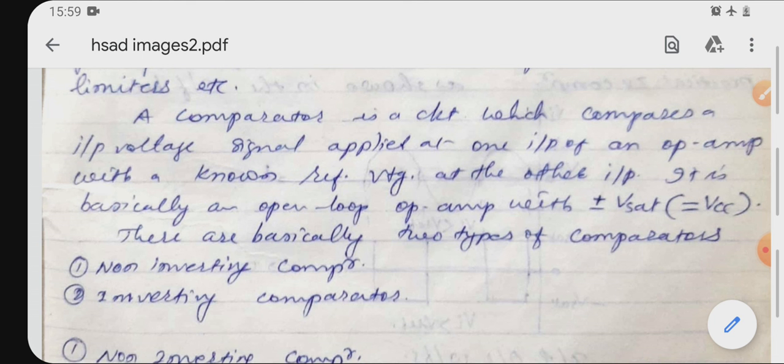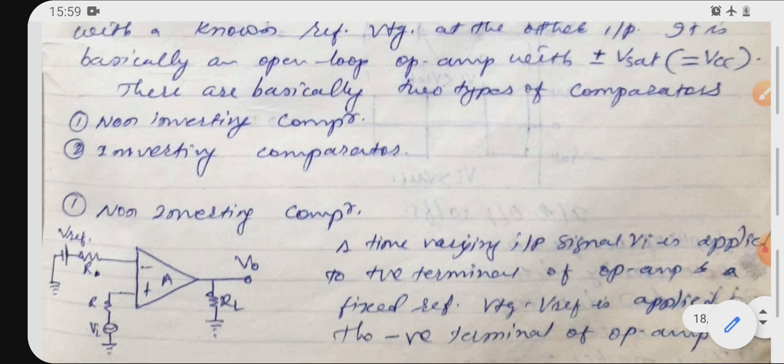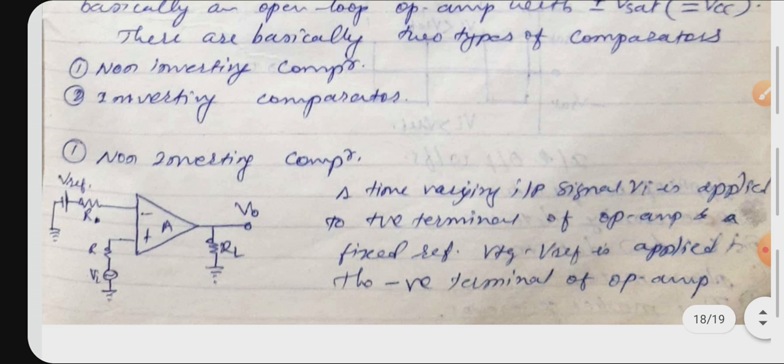Okay, so it is basically an open loop operational amplifier because there is no feedback. So there will be only two output levels, either plus Vsat or minus Vsat. We know that whenever there is no feedback, that means open loop configuration, the gain of the op-amp is very high, ideally infinite, so the output goes to saturation. So there will be two saturation levels, either plus Vsat or minus Vsat. Plus Vsat will be equal to plus Vcc and minus Vsat will be equal to minus Vcc. So again there are two types, non-inverting comparator and inverting comparator.